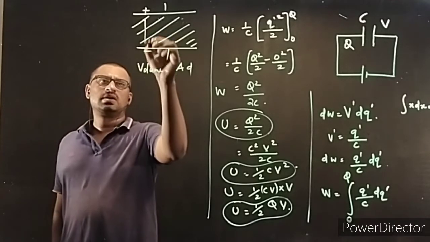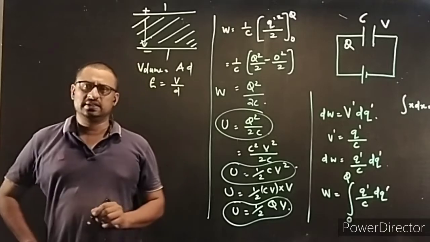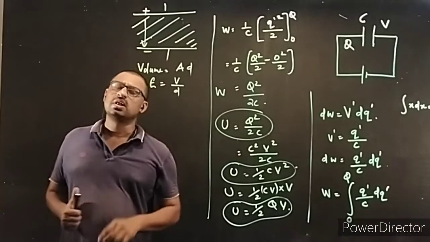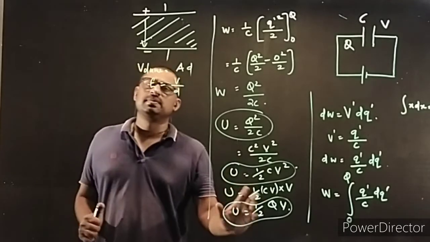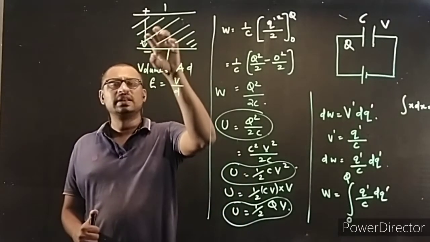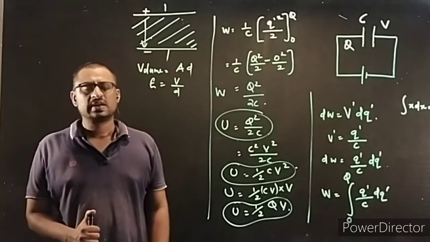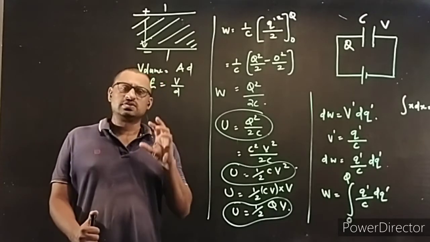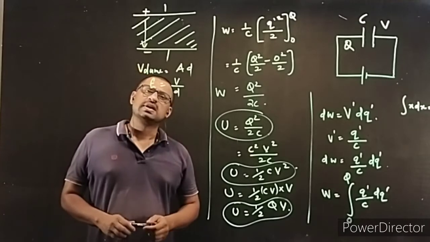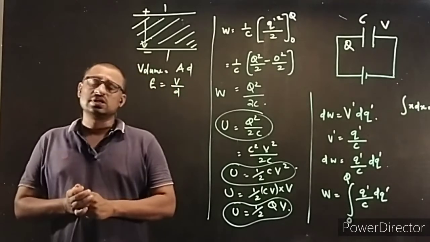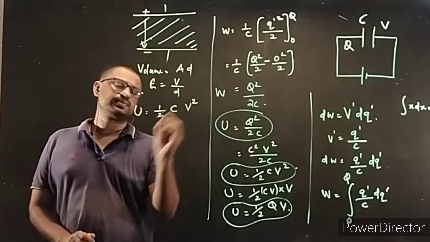Do you remember the electric field was equal to V by D? These things we studied in the previous class. So this energy will be residing within the space between the plates of the capacitor. The energy stored will be U equal to half CV squared.